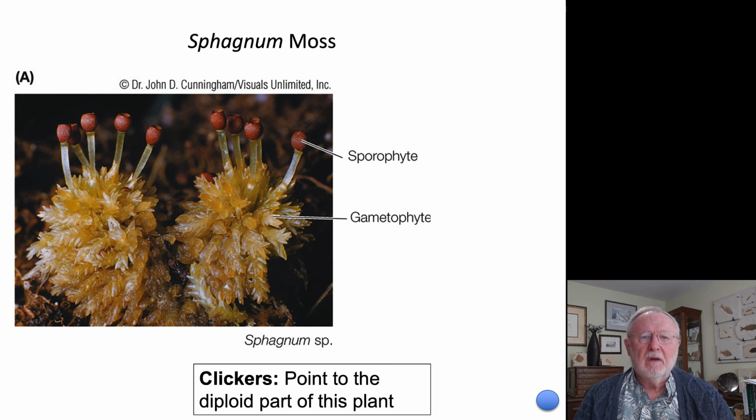Clicker question. Point to the diploid portion of this plant, and you should be pointing here. The sporophyte is the diploid portion of the alternation of generations, and the lower part is the gametophytic or haploid form. So in a moss, as in algae, most of the life cycle is spent not in the sporophytic or diploid phase, but in the haploid phase.